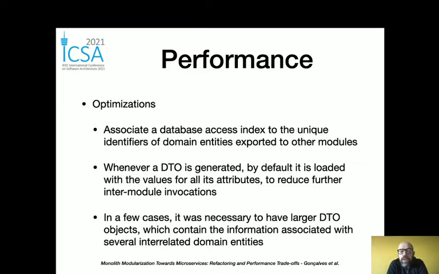And the last one is in a few cases where, when we invoke to get data from another module, you need more than one object. Actually, you need a tree of objects or a graph of objects. In some cases, after we measured the performance, we realized it was necessary to get these fat data transfer objects that contain not only information about one domain object, but the information of several, a graph of domain objects.